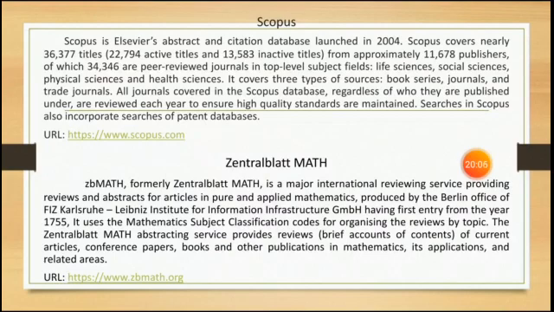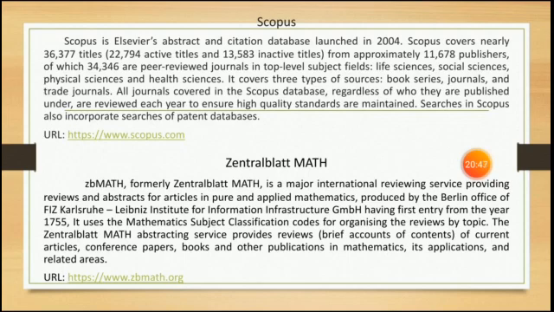Then we have the most important one from the publication point of view. Generally in science and technology, the question is whether the paper is Scopus indexed or not. It gives the level of that paper also. So Scopus is Elsevier's abstract and citation database. It launched in 2004. It covers nearly 36,377 titles from approximately 11,000 publishers, out of which 34,000 are peer-reviewed journals in top-level subjects like life science, social science, physical science, and health science.